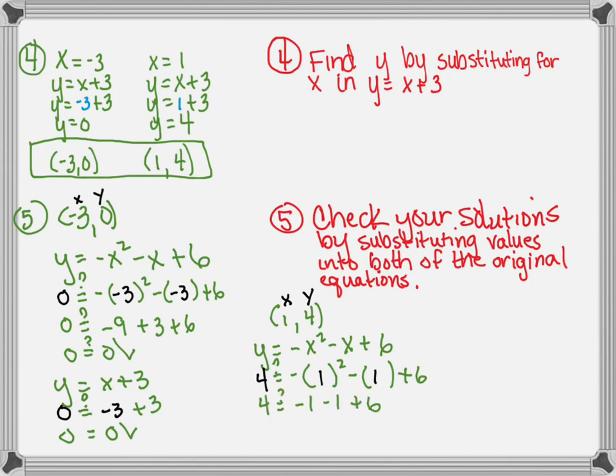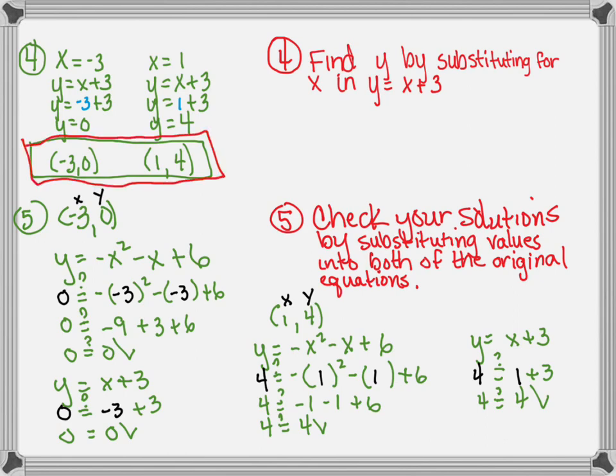Simplifying, does 4 equal negative 1 minus 1 plus 6? Does 4 equal 4? Yes, it does. So 1 comma 4 satisfies the first equation. Now let's check it in our second equation, y equals x plus 3. Substituting in, does 4 equal 1 plus 3? 4 does equal 4, so yes, it satisfies the second equation as well. And both of these solutions are solutions to our system. So we have two solutions to our system.